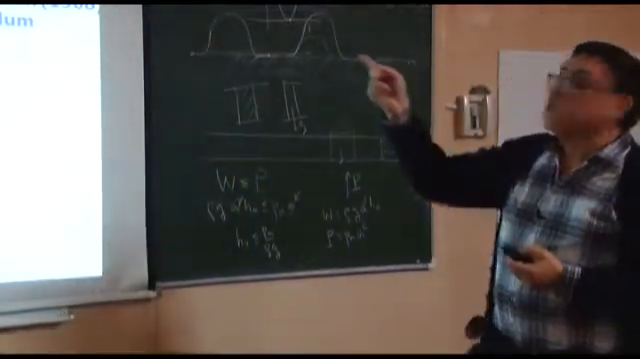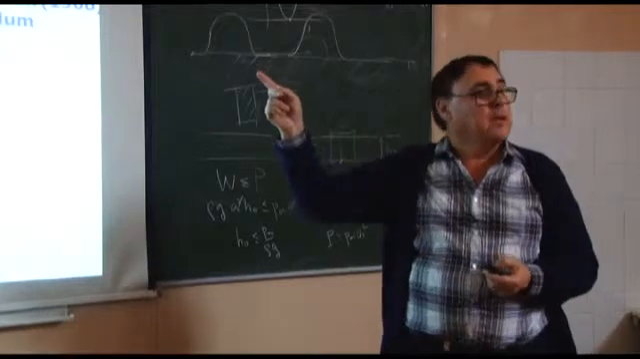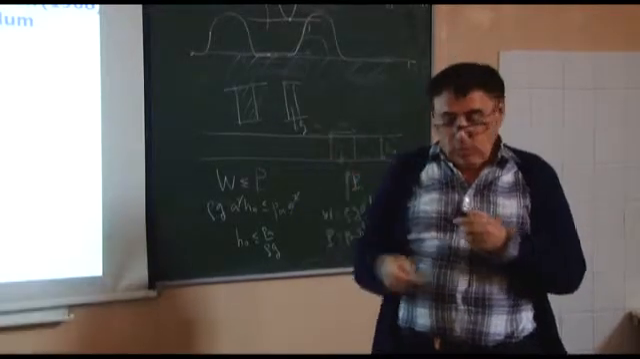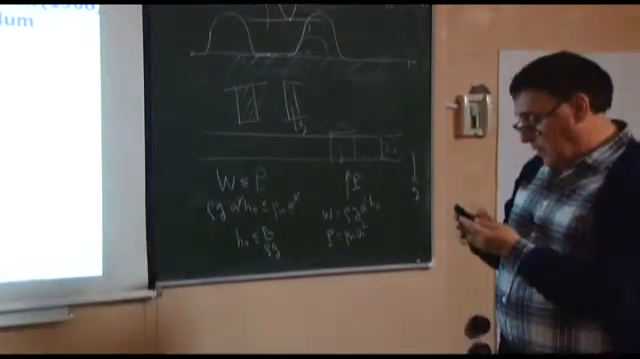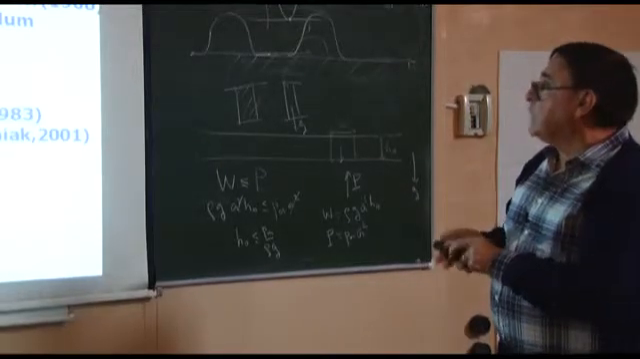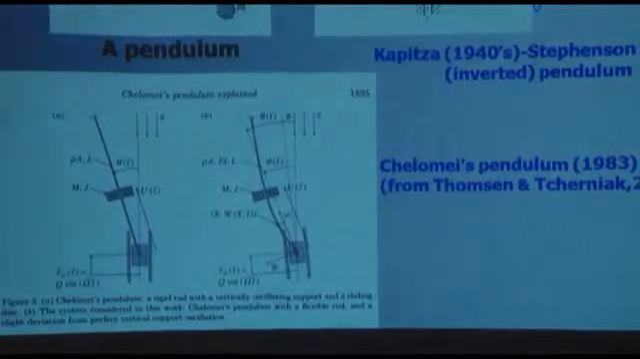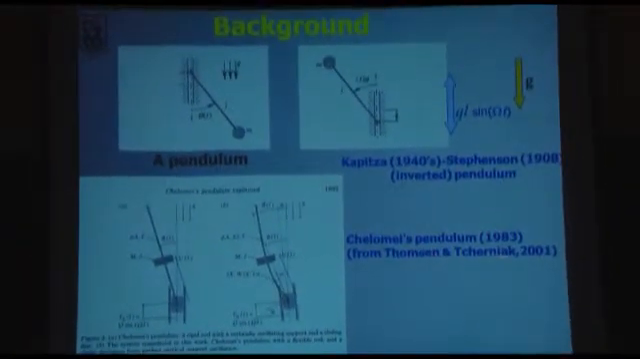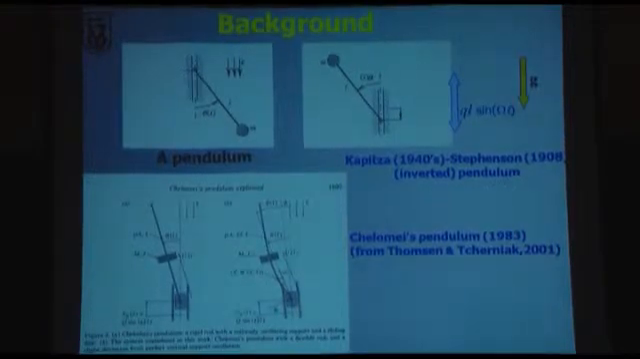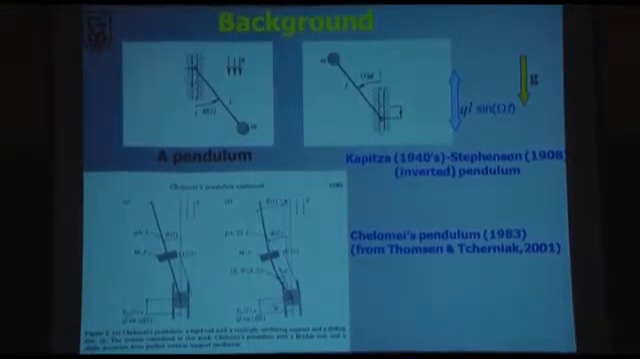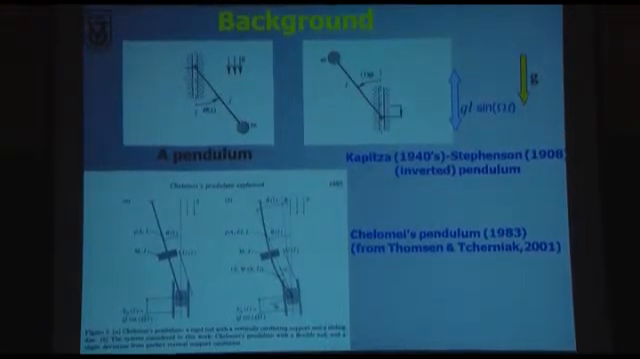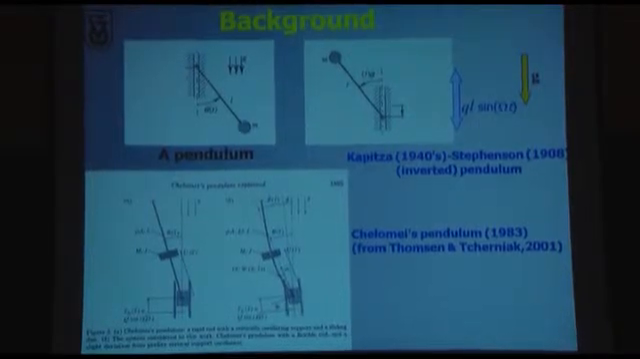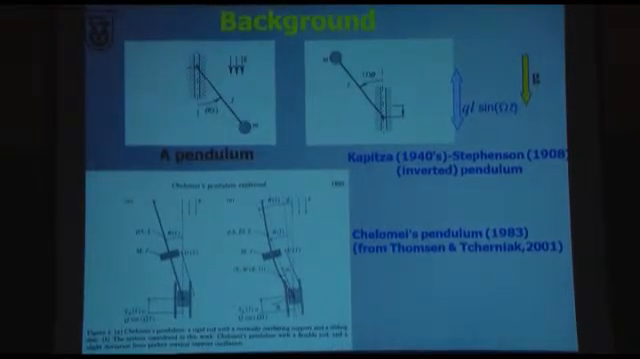There is also one more example of this Kapitsa pendulum, which is called a Chelomei pendulum. It's much younger, it's 1983. And actually, by now, even these guys, they wrote a paper in 2001, and they argued about some explanation made by some other guys. It's still very much unclear what's going on.